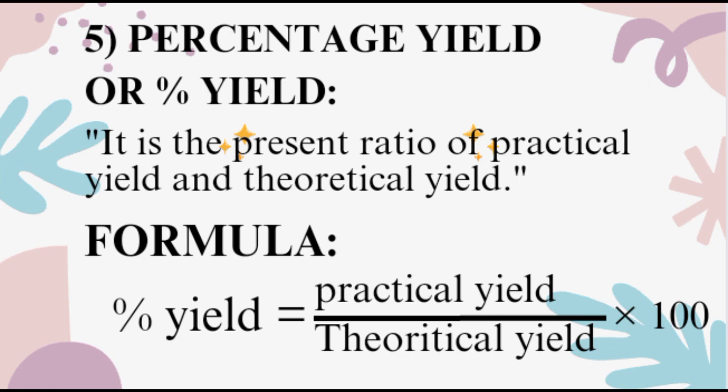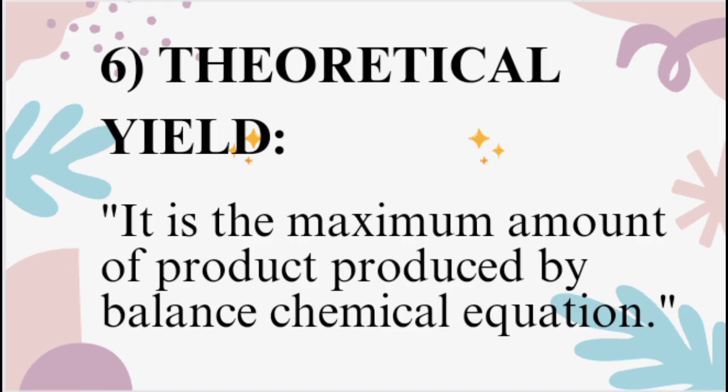Definition number 5, percentage yield. It is the percent ratio of practical yield and theoretical yield. Formula: percentage yield is equal to practical yield divided by theoretical yield multiplied by 100.